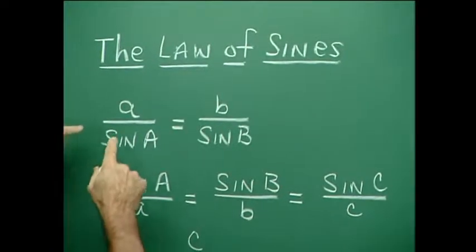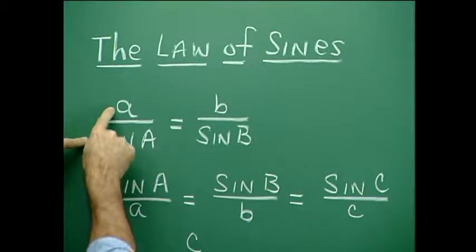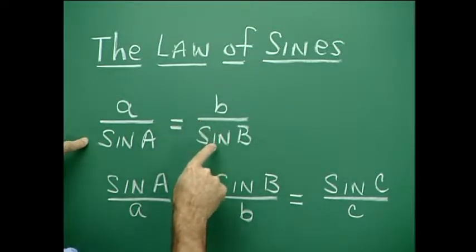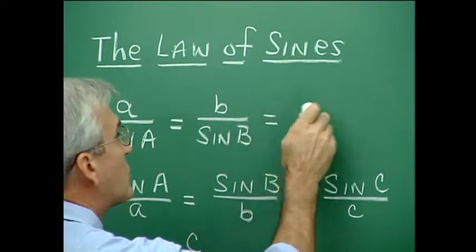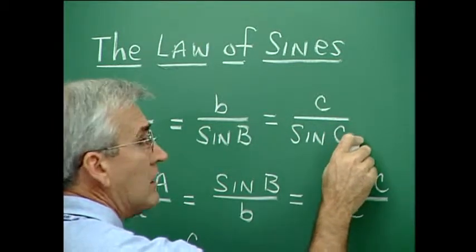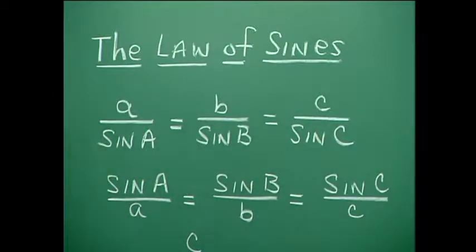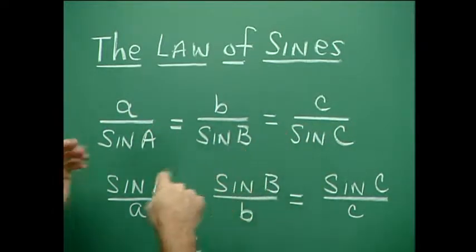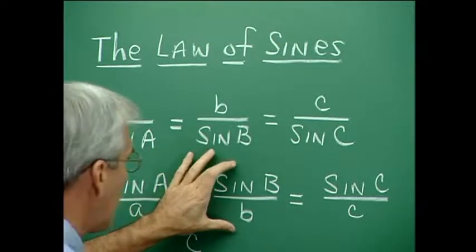And it works like this: that side a corresponds to the sine of the angle opposite side a, you see, in the same way as side b corresponds to the sine of angle B, and this also would be equal to the ratio of side c to the sine of angle C. No wonder it's called the law of sines, you see, because we have sine all over the place here.